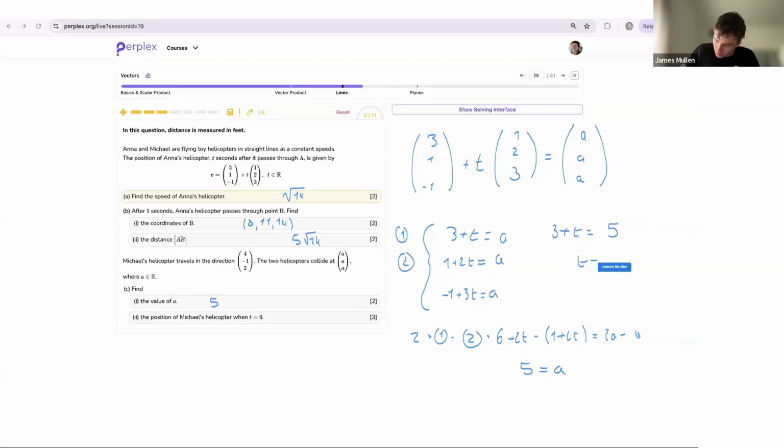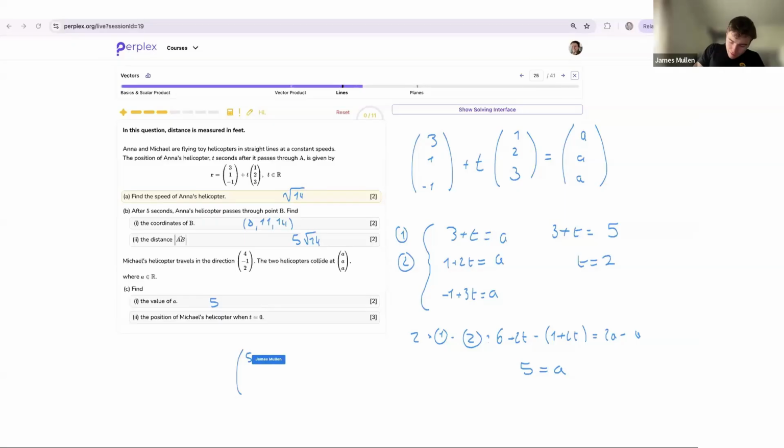And that means that t is equal to 2. So 2 seconds after Anna's helicopter passes through A, they were going to collide, okay? So when t is equal to 0 is 2 seconds previous. So where was Michael's helicopter 2 seconds previous?